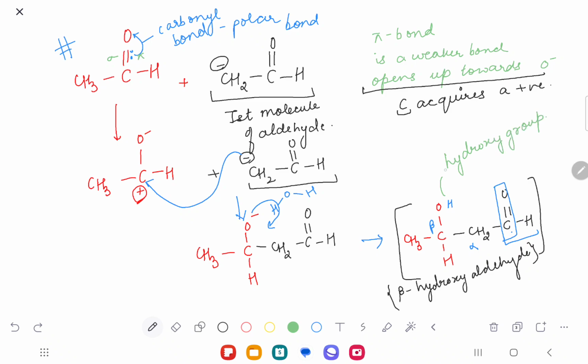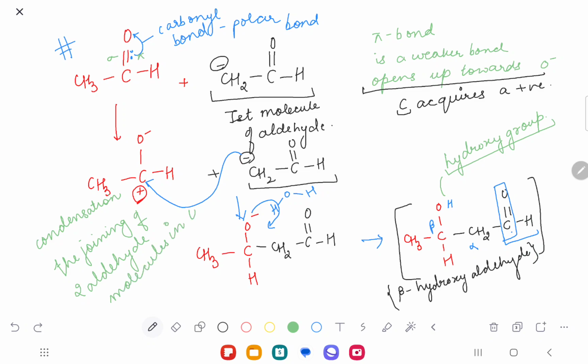Okay, so that is the concept. I hope you're understanding that when this final product is formed, condensation basically means the joining. The joining of two aldehyde molecules in the presence of base. Are you understanding my point? Okay, that is the concept. Understood or not?